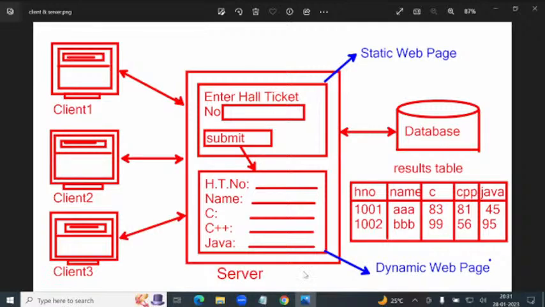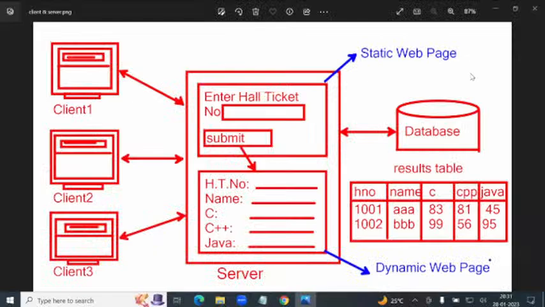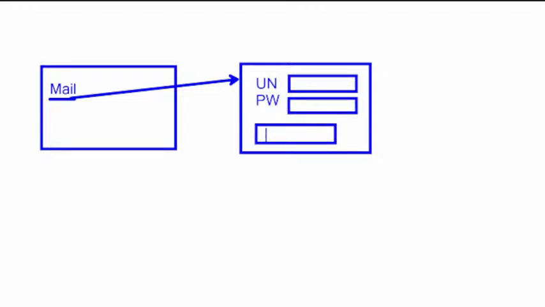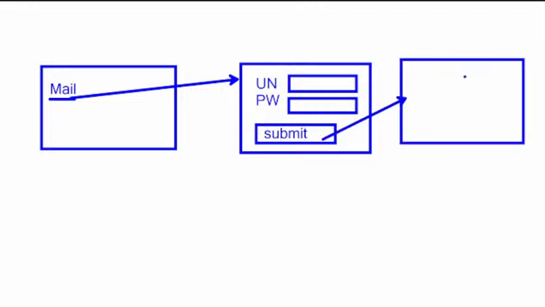Now, suppose I ask some questions: which are static, which are dynamic. Can you give the answer? Suppose it is homepage.html, a homepage with a mail hyperlink. When I click it, it comes here and asks for username and password, with a submit button. When you click, the mails are displayed.